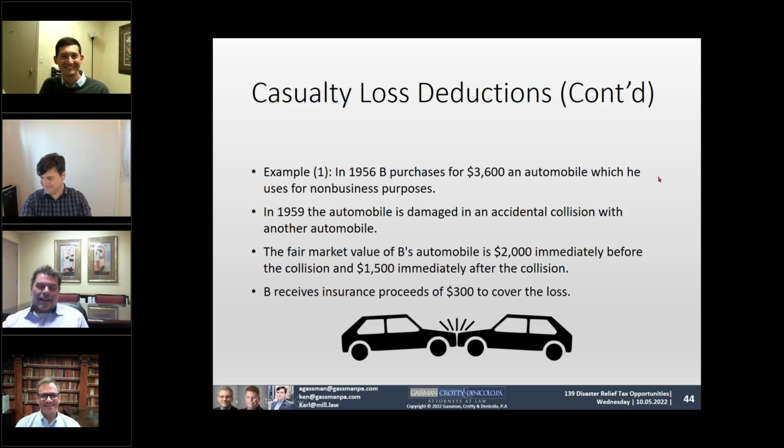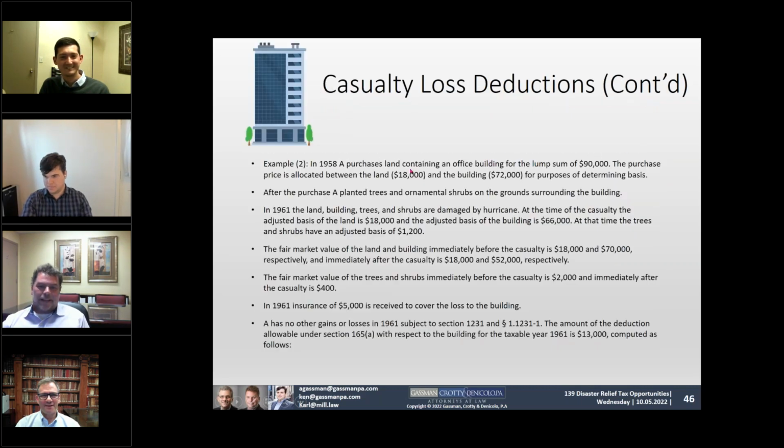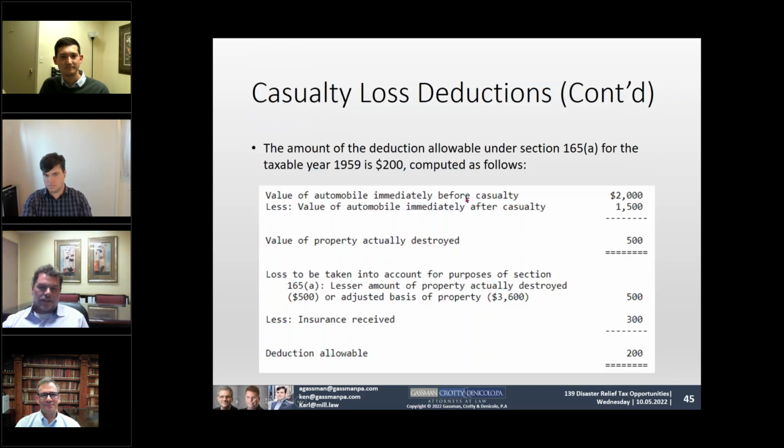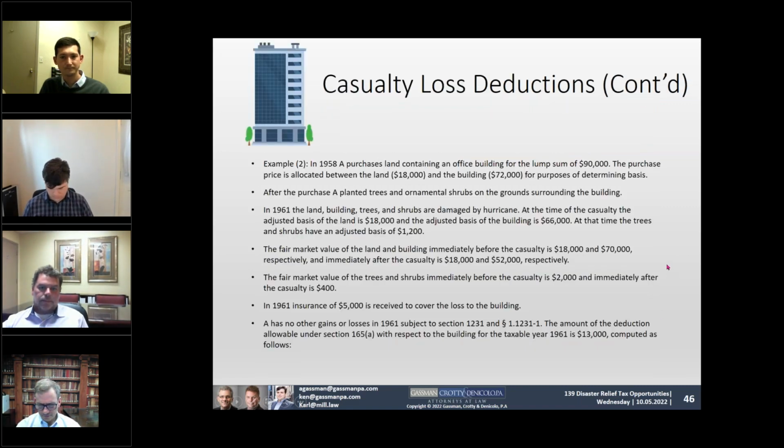So, just walking through this fact pattern very quickly, if we go to the actual deduction for it, we've got a car that was worth $3,600 when it was purchased, so that's the basis. At the time of the accident, the actual casualty, it was worth $2,000. After the casualty, it's only worth $1,500. So we have $500 worth of property being destroyed. Now in this situation, because the client received $300 worth of insurance, they're only allowed to take a $200 deduction as far as the loss goes.